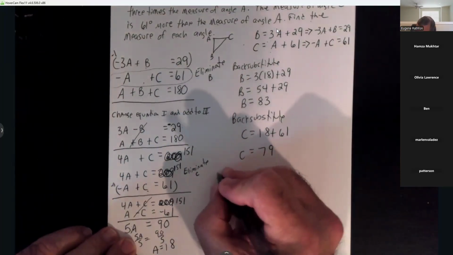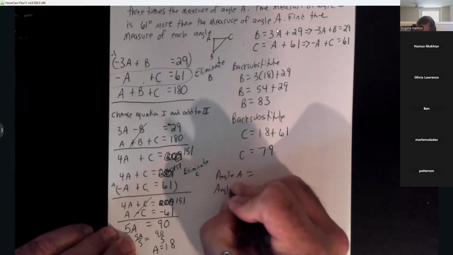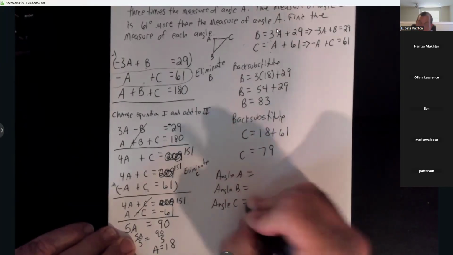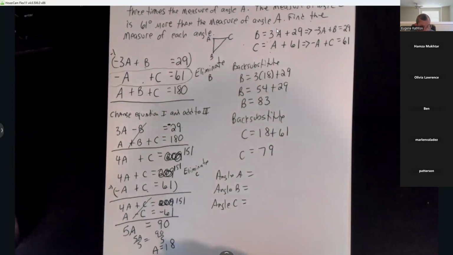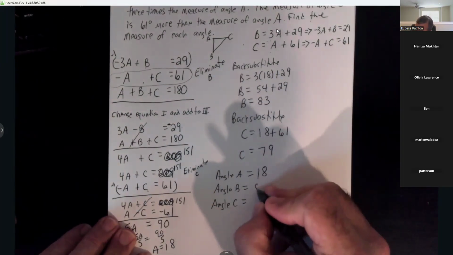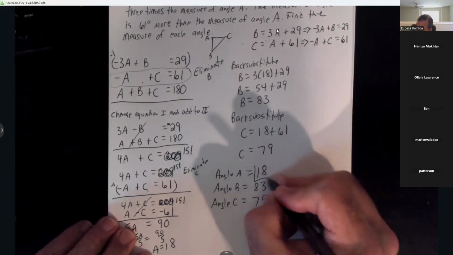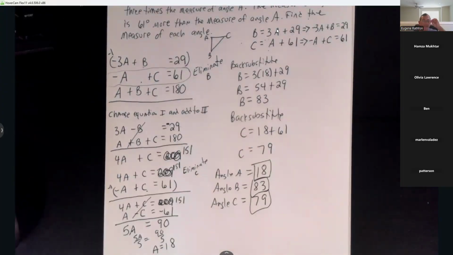So on MathLab, it'll say this. Angle A equals, angle B equals, angle C equals. So this one, they didn't ask it in parentheses. They just wanted each angle's measures. So you would do your 18, 83, and your 79. Okay?